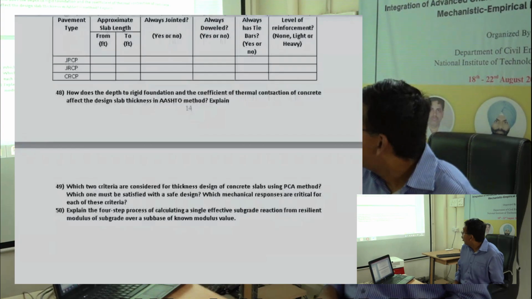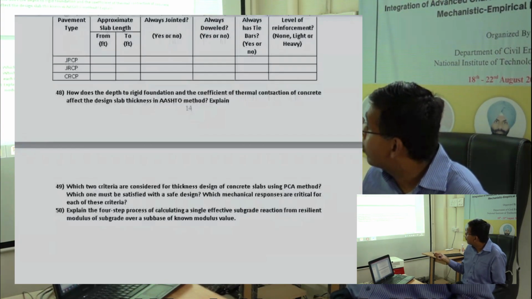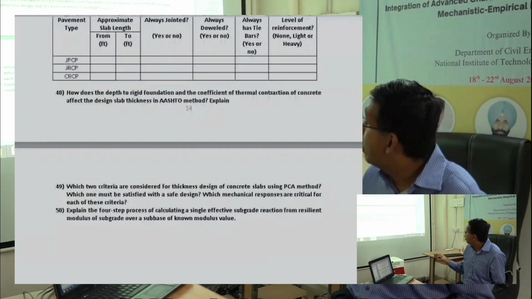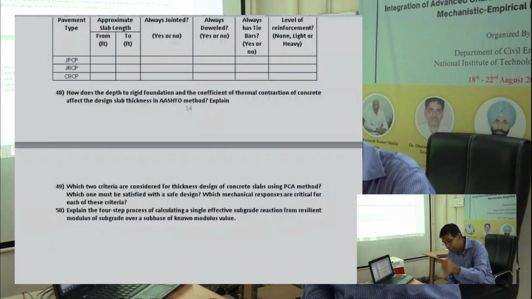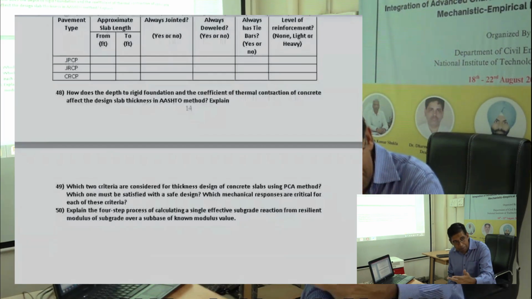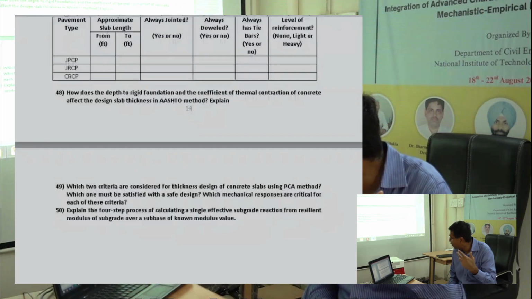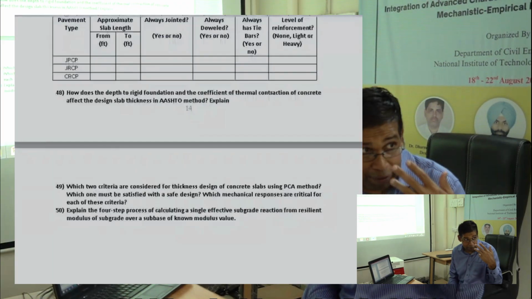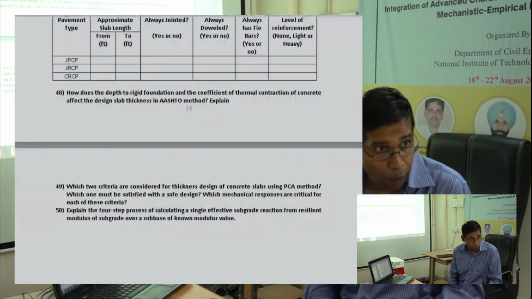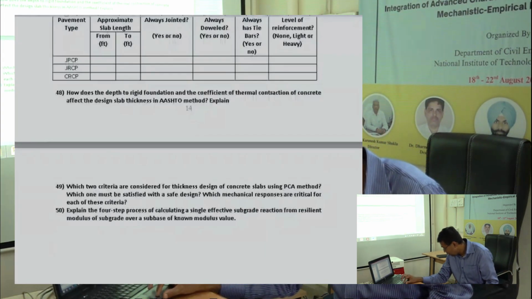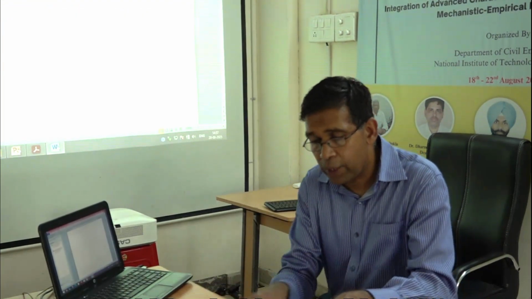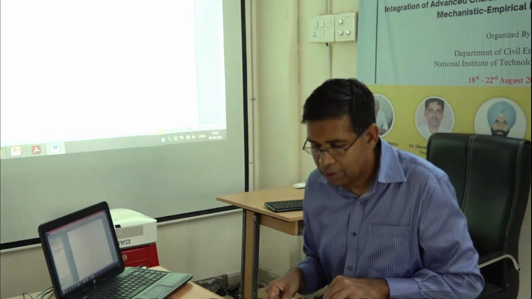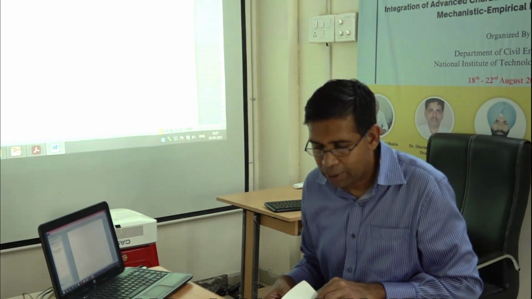All right. Explain the four-step process of calculating a single effective k value from the resilient modulus of the subgrade over subbase, the modulus of subbase. That is exactly the charts, the three charts, right? Accounting for the thickness of the subbase, the modulus of the subbase, and then you have the depth to rigid shallow foundation, and then finally loss of support. That's it. Anything else I'm missing? Any question on that? I have some fun questions. Some of them are put together.